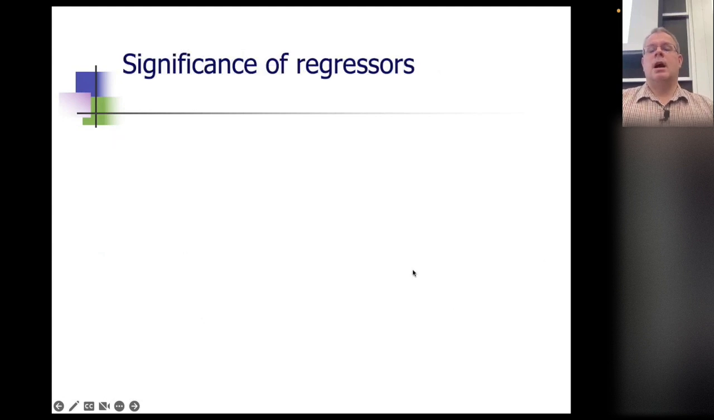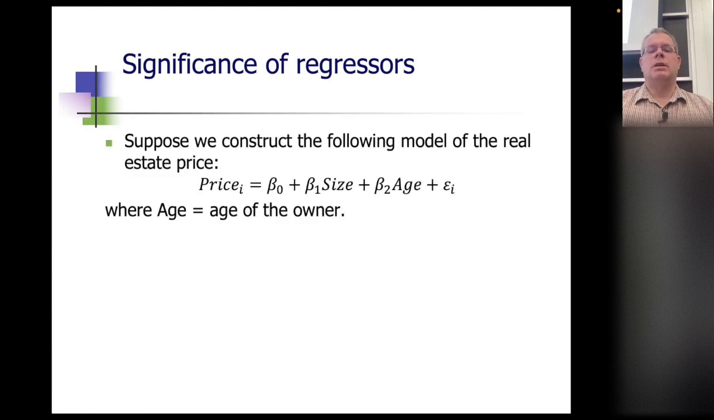Now, these errors have a very big and important meaning because we often use them to draw conclusions regarding significance of the regressors. Now, what does that mean? Suppose that technically you build this kind of a model. You explain the price of a flat as a function of size, but also age of the owner. Does that make sense? Not at all.